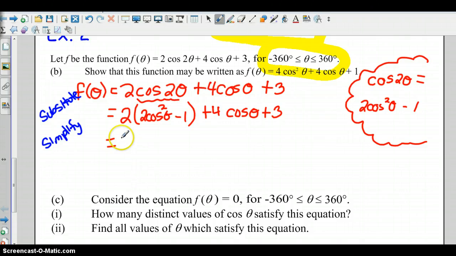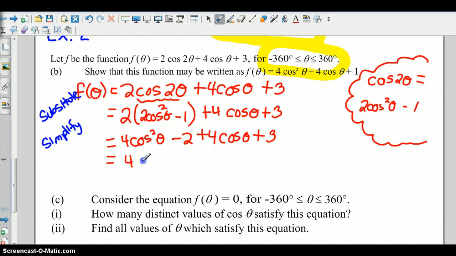I'm going to distribute this 2. So I've got 4 cosine squared theta, and then distribute the 2 again, negative 2 plus 4 cosine plus 3. Let's continue to simplify. So 4 cosine squared, and my commutative property tells me I can put my plus 4 cosine here. I can bump that negative 2 to the end, and 3 and negative 2 are like terms, so now that gives me the positive 1.